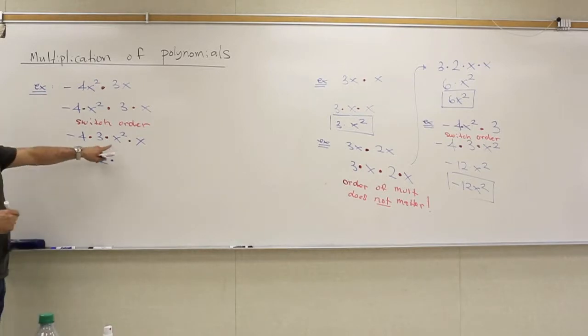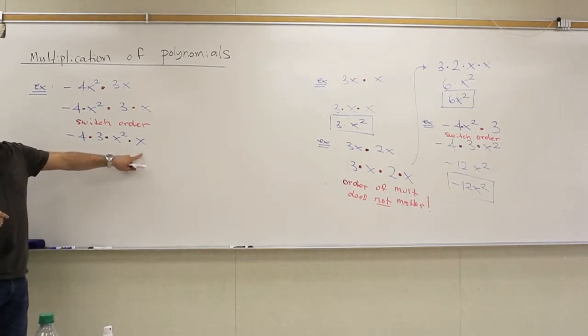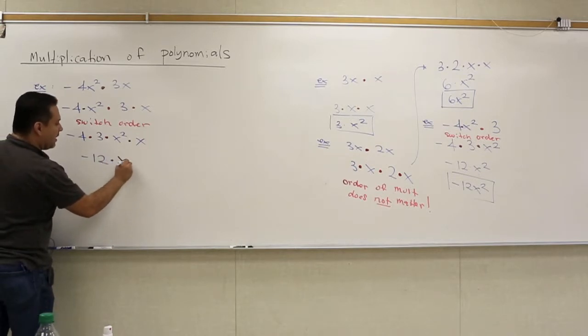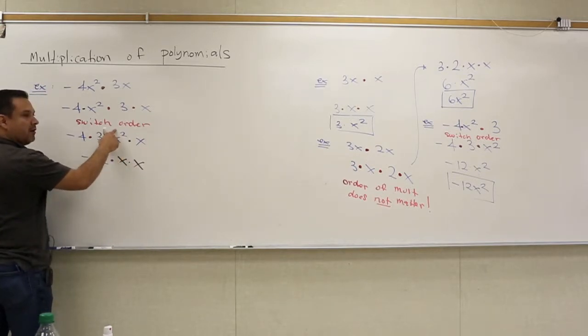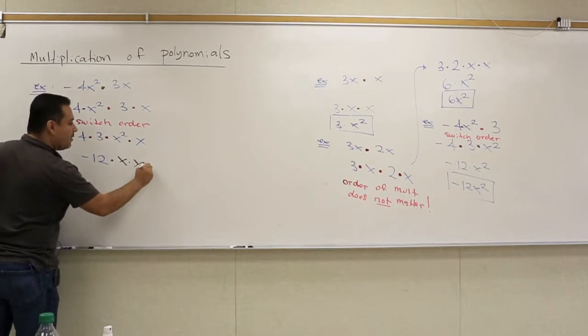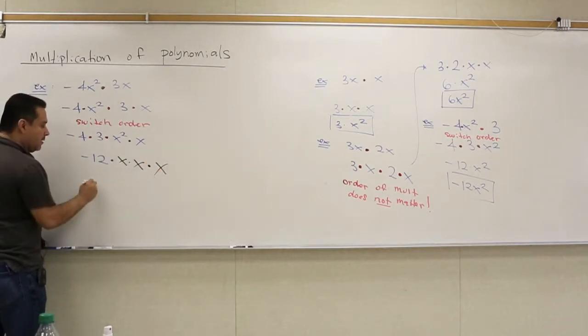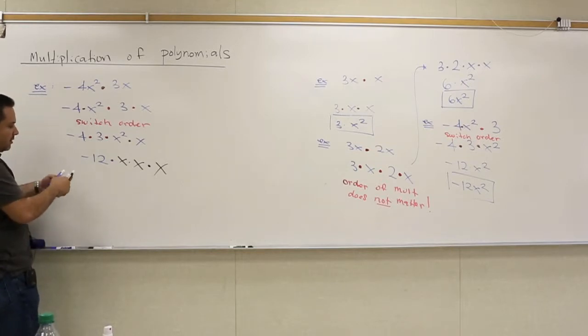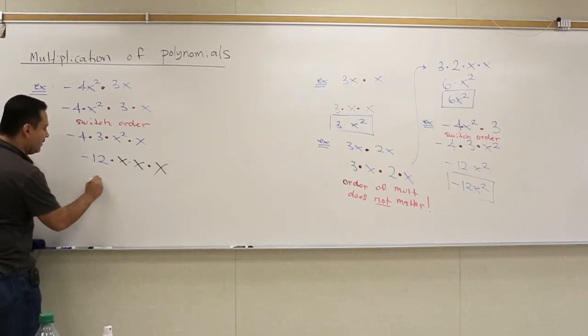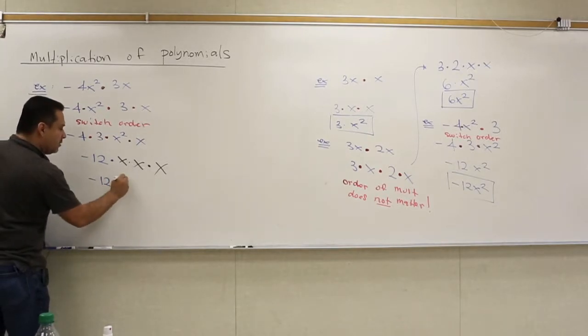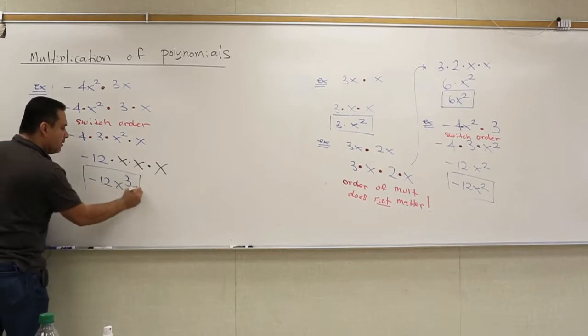What do you guys think is happening here? X squared times x. Well, what was x squared anyway? Isn't this x times x? Isn't that my x squared? And then I'm going to have another one out here, another x. You guys with me on this? So what do you have then? How many of those bases are we repeating? 3, so it's negative 12, x to the third power. We're cubing it.